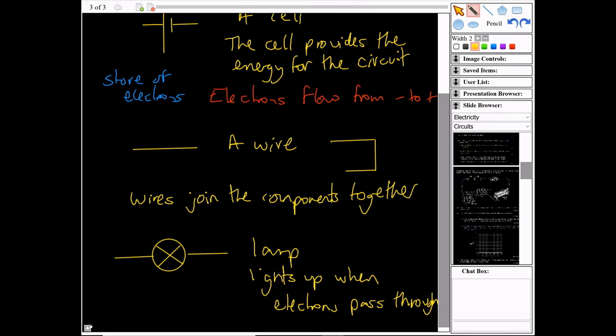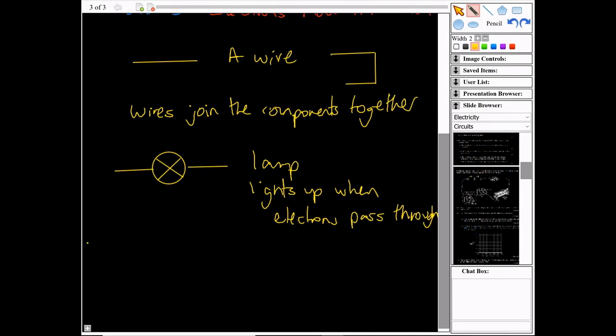Okay, and at this time I'm going to do two more things. So we have something like that. That is called a switch. And a switch can turn the circuit on or off, or connects or disconnects the circuit, let's say that.